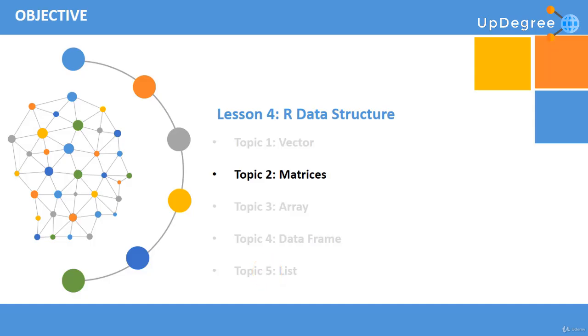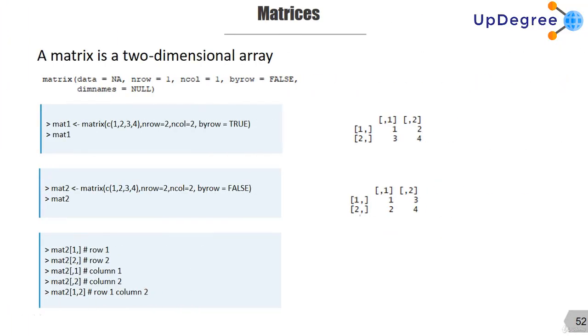Now in this video we will be discussing matrices. As I discussed earlier, it can actually contain a two-dimensional array. The matrix function is used to create a matrix, and these are the arguments we have. First we have the data, meaning the data on top of which you want to create that matrix. Suppose I am saying that from 1 to 4 I want to create a matrix like this.